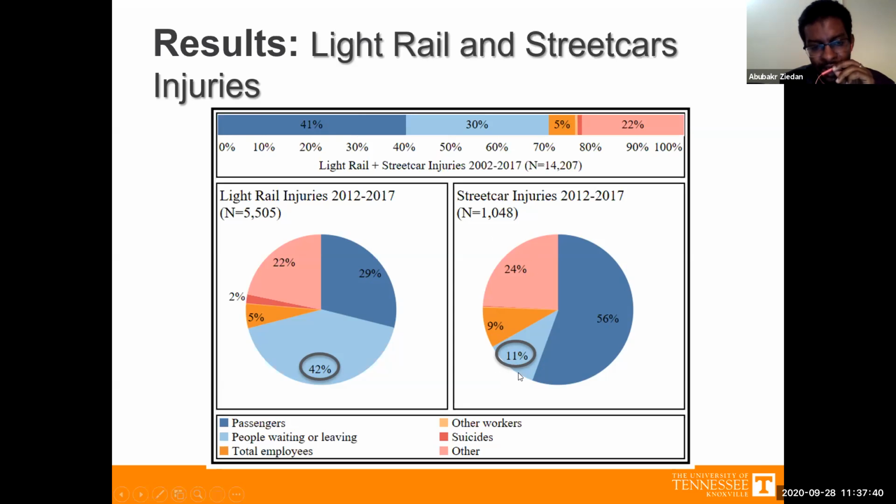of streetcar injuries. This result was surprising because, as I said in the beginning, light rail stations are expected to have platforms and to be more developed compared to streetcar. But this result was one of the surprising findings, that we see a higher portion of light rail injuries compared to streetcars.